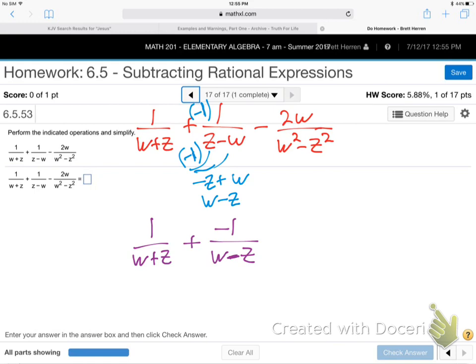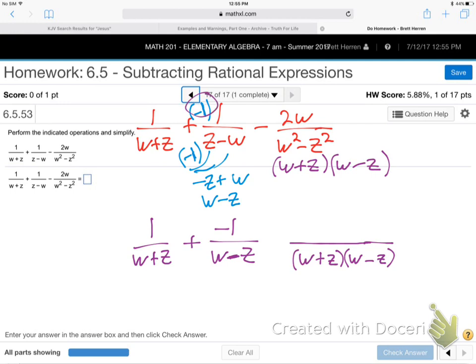Yeah, factor. This denominator is w plus z times w minus z. It's a FOIL. It's an FL actually. Oops, what am I doing? Are you talking about right here? Yeah.